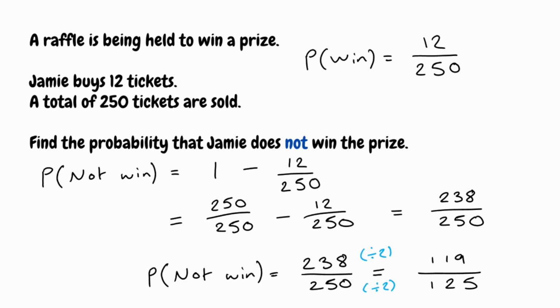And we can simply see here that there were 12 tickets that Jamie bought where he had the chance to win. So that means there was 238 tickets where he wouldn't win. Okay, let's take a look at our final question.